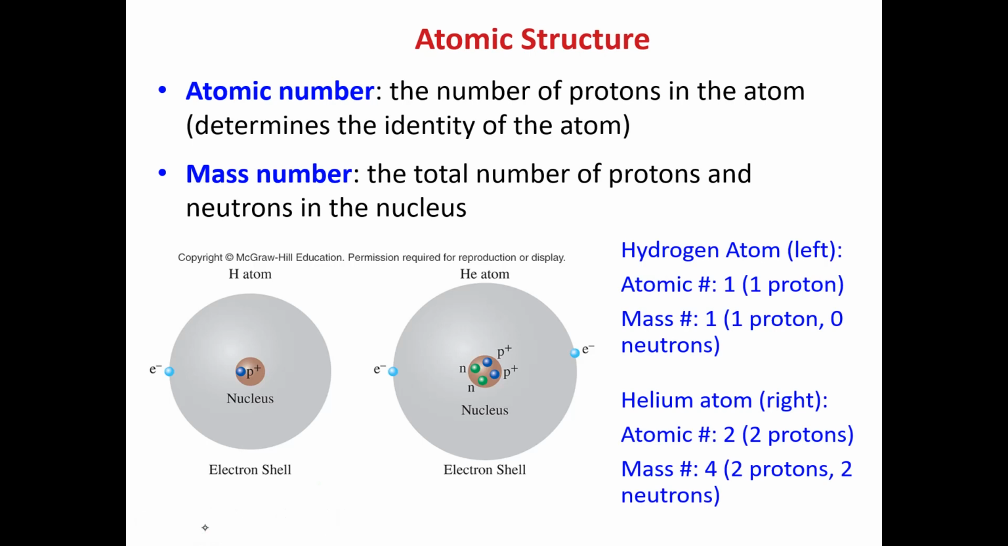For example, if we look at the hydrogen atom on the left here, hydrogen has an atomic number of 1, and this particular hydrogen atom does not have any neutrons. So its atomic number would be 1 because it has 1 proton, and because it doesn't have any neutrons, 1 plus 0 gives it a mass number of 1. If we look at this helium atom here, helium has 2 protons, and this helium atom has 2 neutrons. So 2 protons means it has an atomic number of 2. 2 plus 2 gives it a mass number of 4.